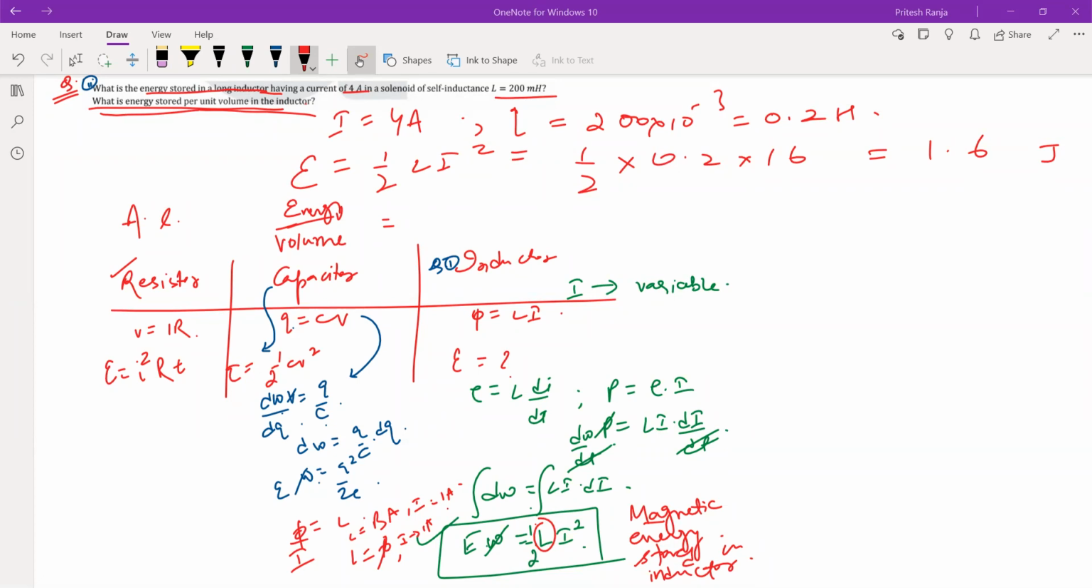So let us now consider the expression of L. What was the expression of L? L was equal to mu naught n square A into L, right? We talked about this expression in the last class. This was very simple. Let us see it once again. Okay, this problem is done. Let us see it once again, how to get this L and find energy per unit volume.